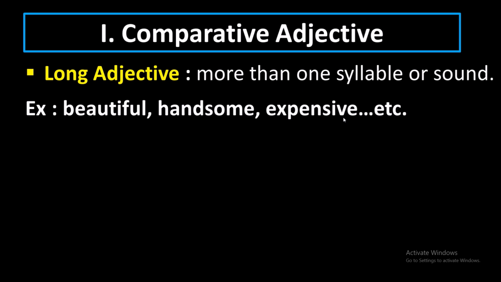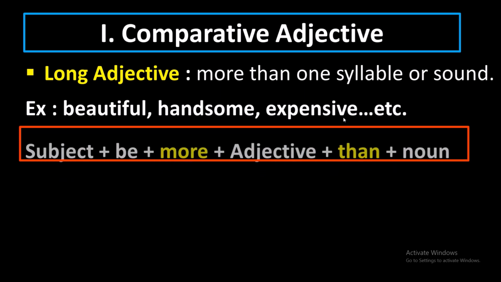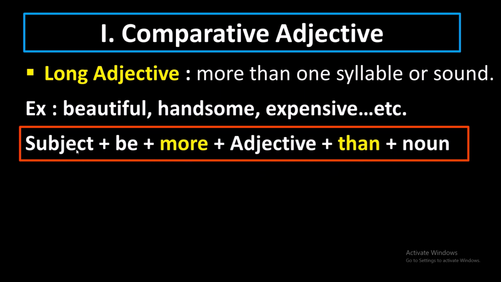Okay, let's take a look at the form of long adjectives. The same thing, we have a subject, which is I, you, we, they, he, she, it. Be, is, am, or are, but this time is different. We do not use E R anymore, we use more. We plus more plus adjective, which is a long adjective, and we plus than and plus noun here. So remember, long adjectives we use with more plus adjective and then than.